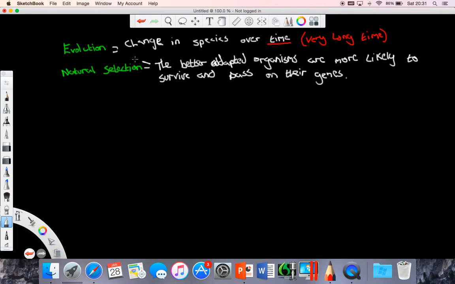So we've got evolution, which is a change in species over time. This is a very long time, over millions of years. And we've got natural selection, where the better adapted organisms are more likely to survive and pass on their genes. But the important thing here is that in any population, we have a lot of variation. So in any population, there is a lot of variation, okay? And it's this variation through natural selection that allows organisms to be selected, okay?